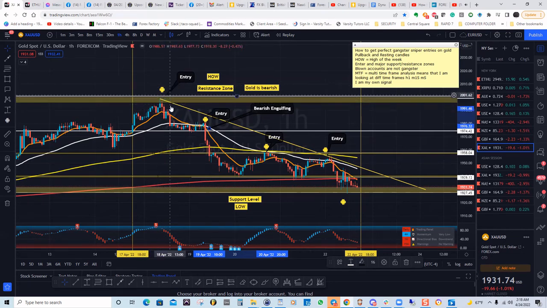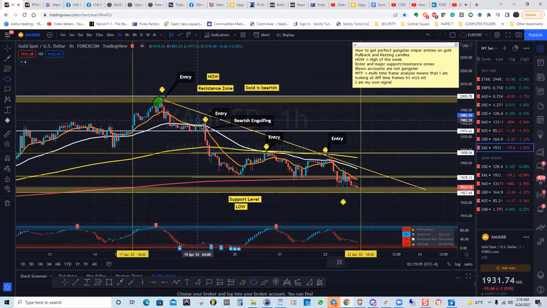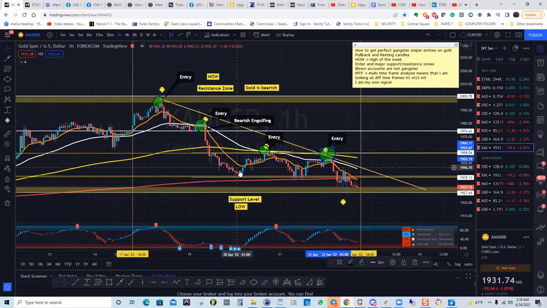So why did price reverse at these areas? See, people don't even know why. They're like, oh, well, it reversed. But this is the reversal. I'm going to put an ellipse at the reversal. It reversed here. It reversed here. It reversed here. And it reversed here. Those are entry levels. These are pullback candles.